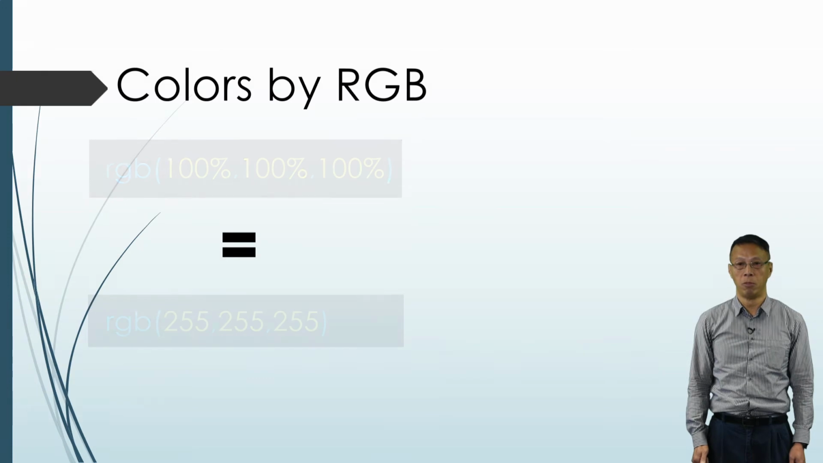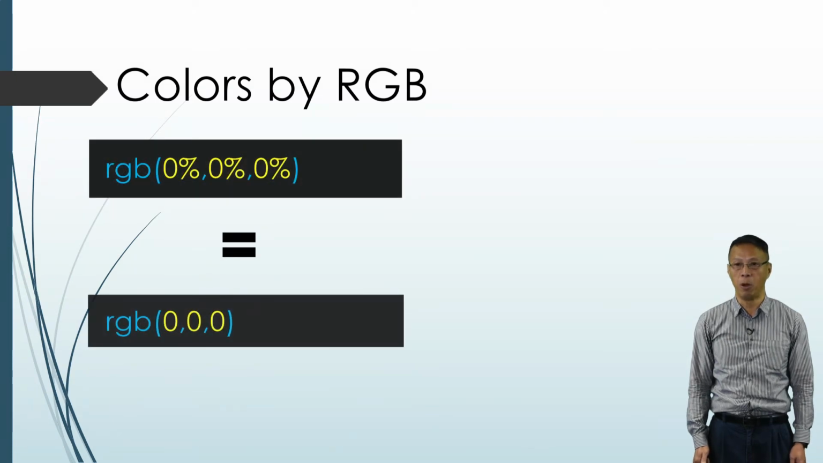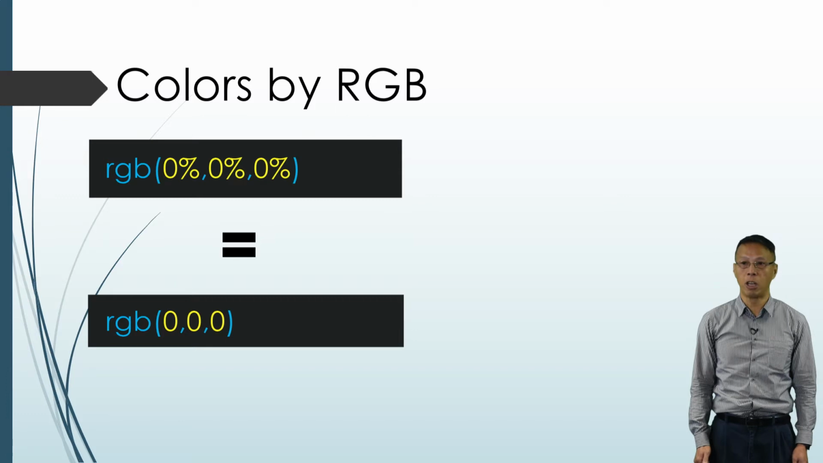We have another example where the starting point of the color intensity is 0. So the range of each primary color is 0 to 255.